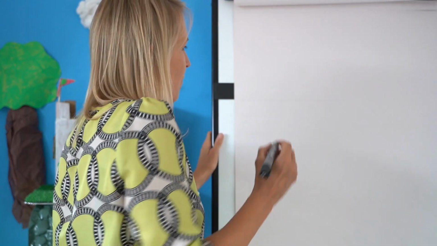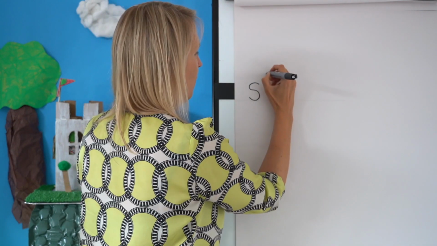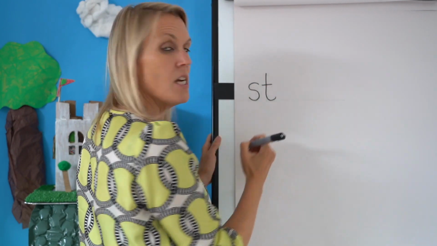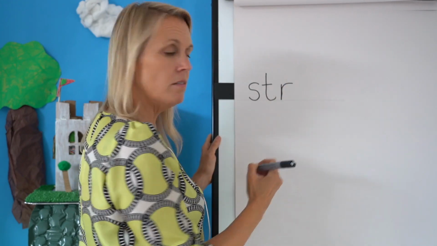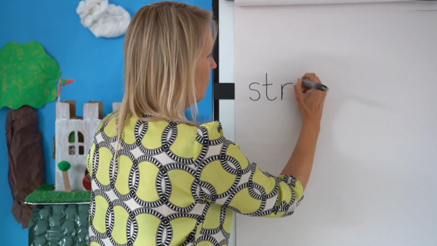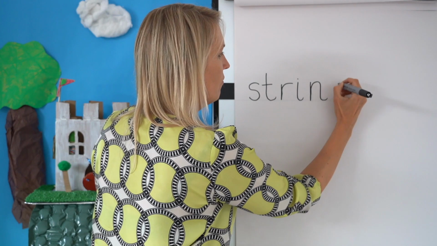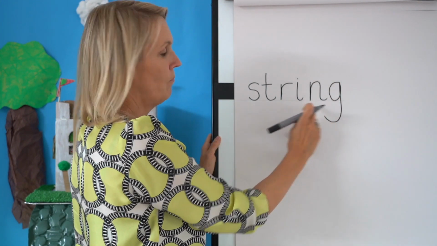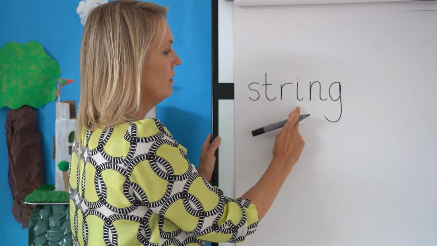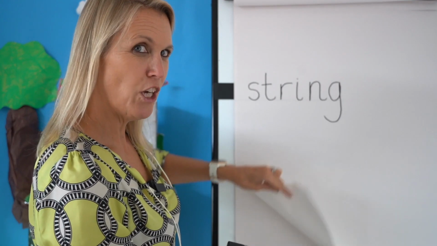I need 5 sounds. S, t, r, i, my digraph. S, t, r, i, n, g. String. Let's hide the word.